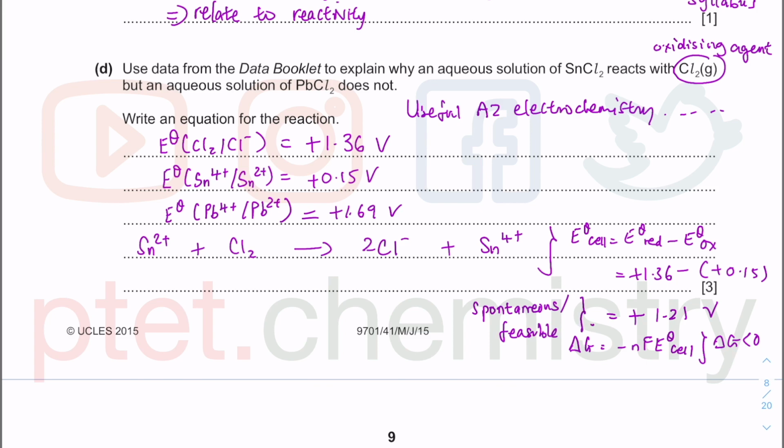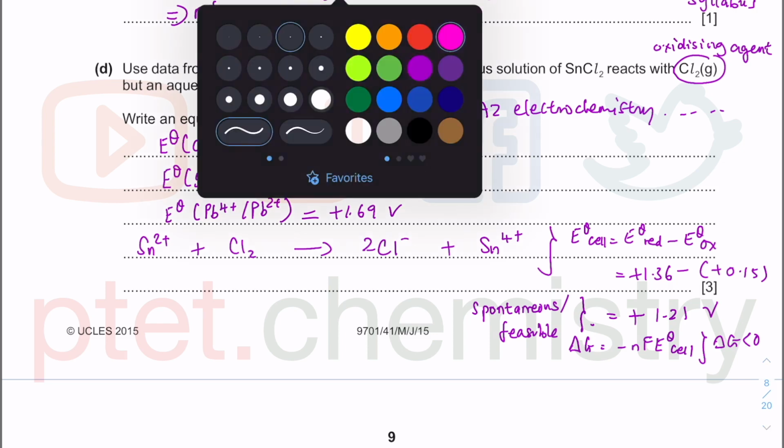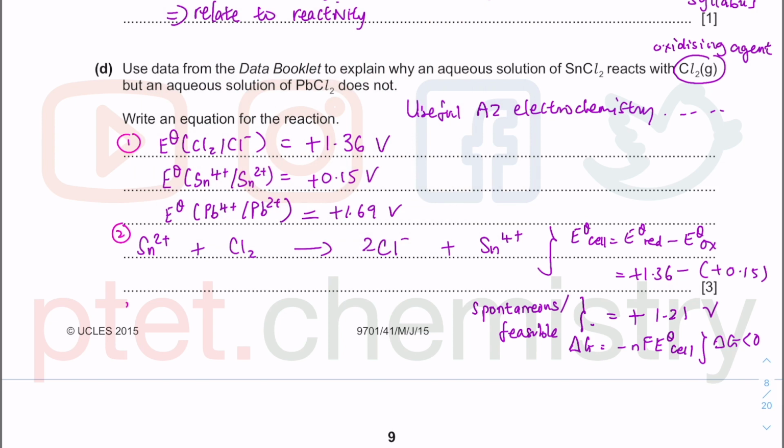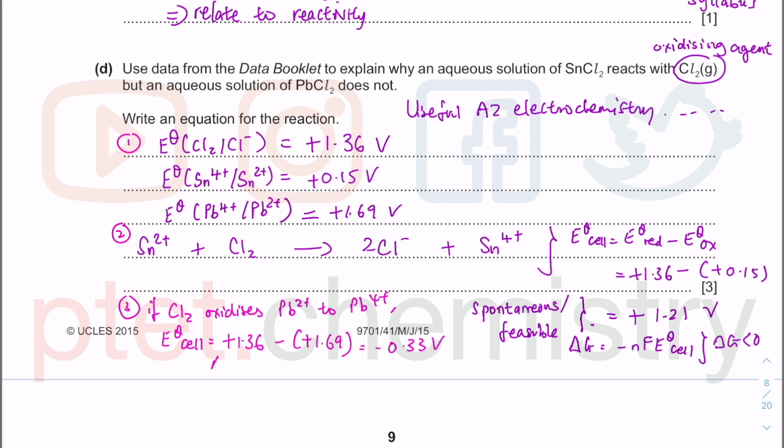But an aqueous solution of PbCl2 does not react. So now we are onto the negative bit. So if Cl2 oxidizes Pb2+ to Pb4+, we need to show the E cell is going to be the E red, which is the Cl2 acting as oxidizing agent, so they will undergo reduction. So the E red is plus 1.36 from the chlorine, and then that is minus plus 1.69. As you could see, something smaller minus something bigger, that is going to be negative, and your calculator will show you something negative. So your delta G there, which is minus nFE cell.